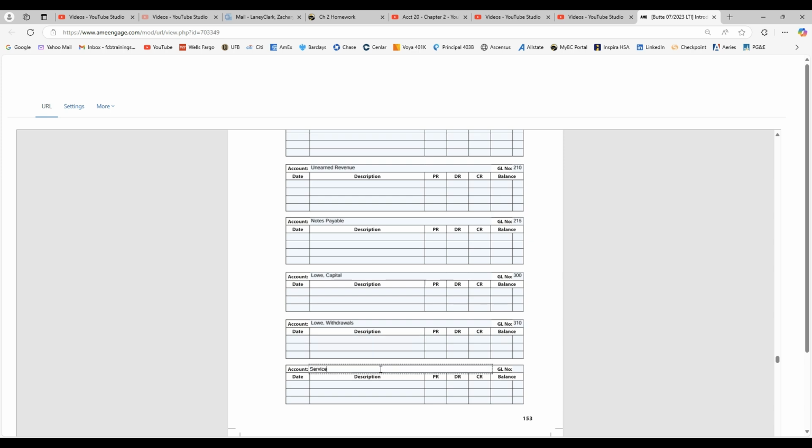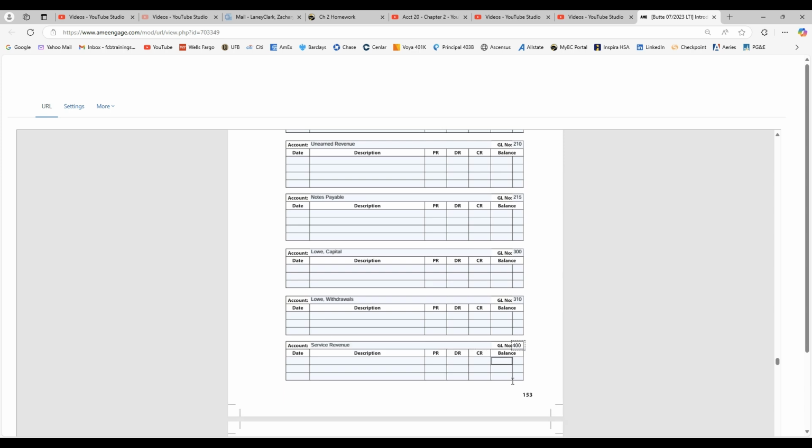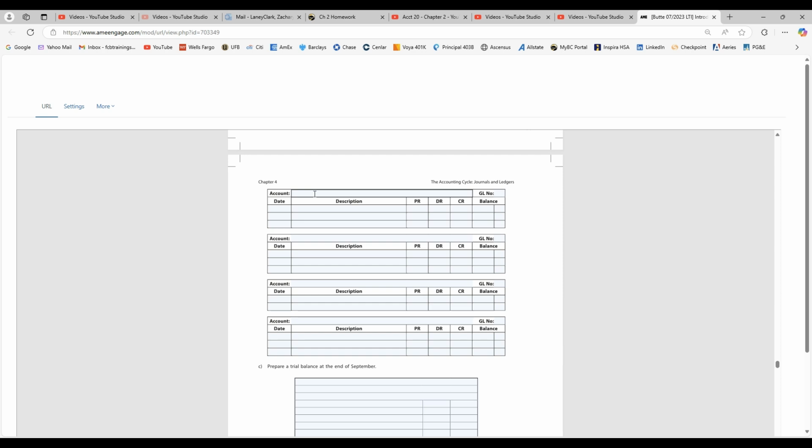And then we've got service revenues. Now we've got income statement accounts. Insurance expense 515. Interest expense is 520. Office supplies expense is 530. And finally, rent expense is 540.